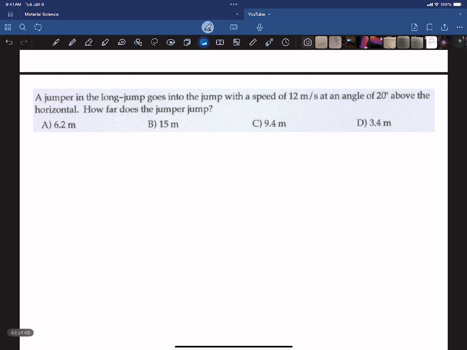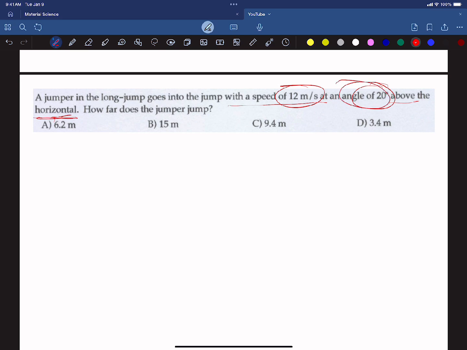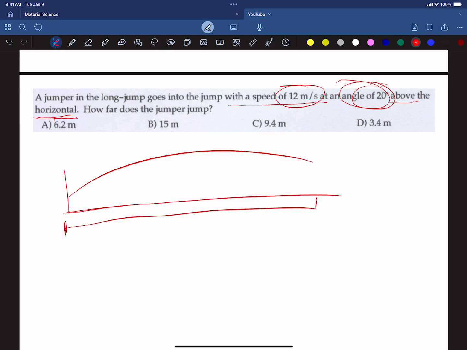A jumper in the long jump goes into the jump with this speed. So this is our initial speed, with this angle. They say this is the angle above the horizontal with respect to the x-axis. How far does the jumper jump? So they want us to find the total distance covered by the jumper.